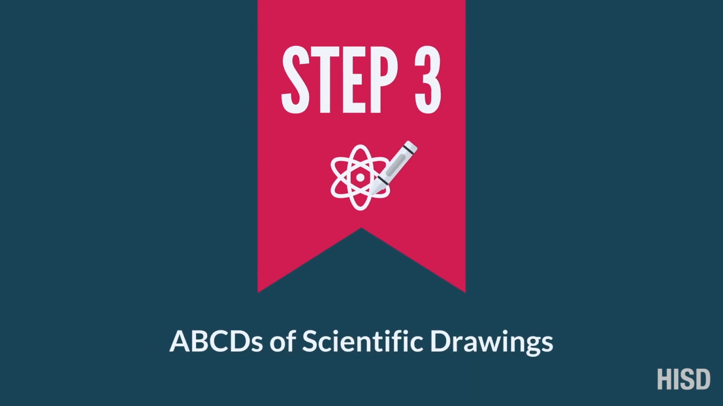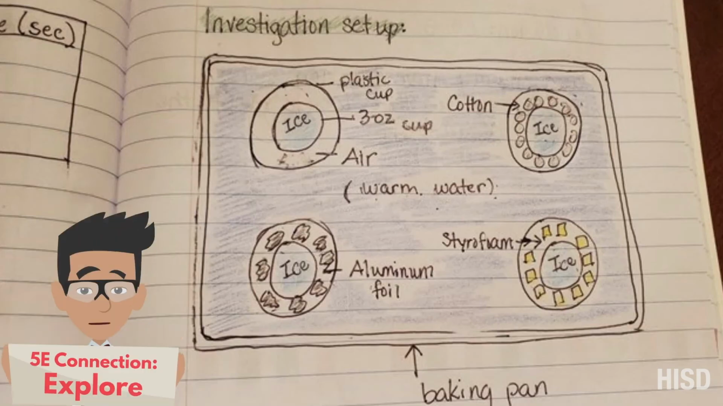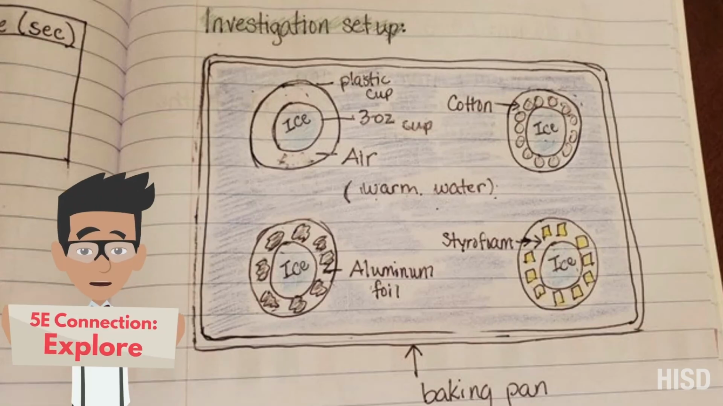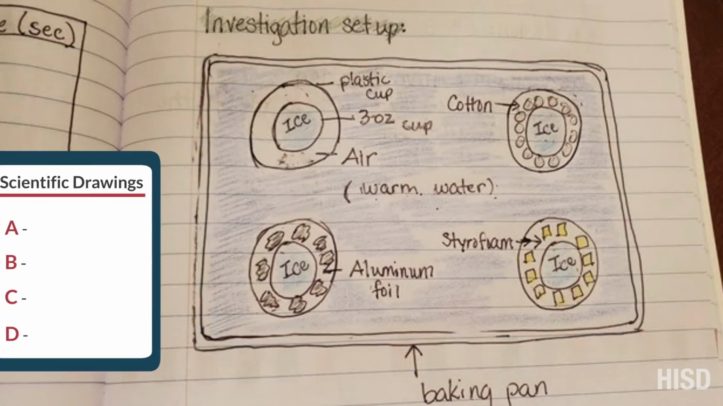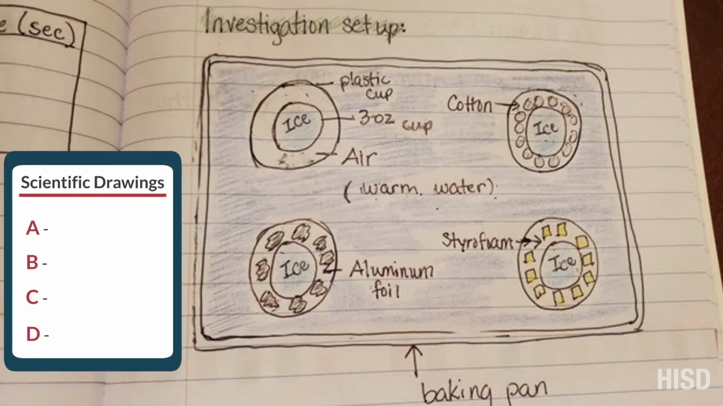Step 3. Scientific drawings help students with lesson objectives and content retention. Have students create a scientific drawing of how they conducted the investigation. All drawings should follow the ABCD format: accurate, big, colorful, detailed.